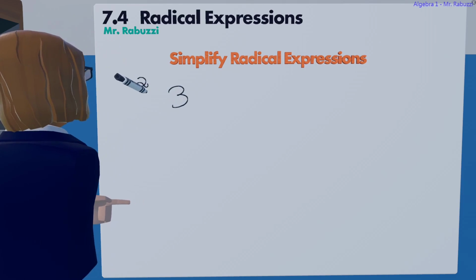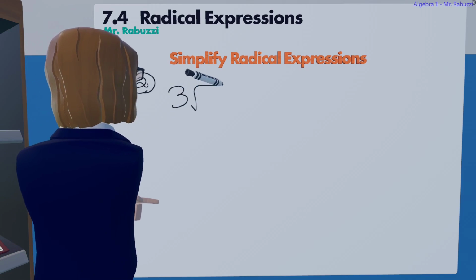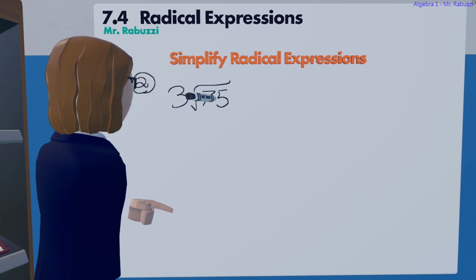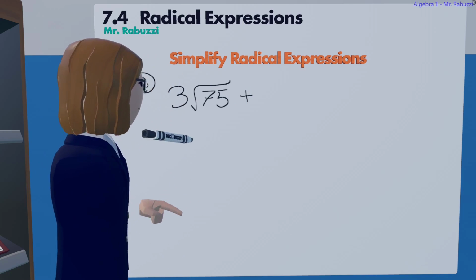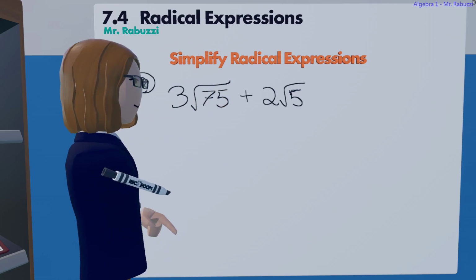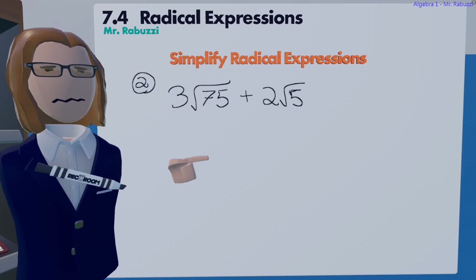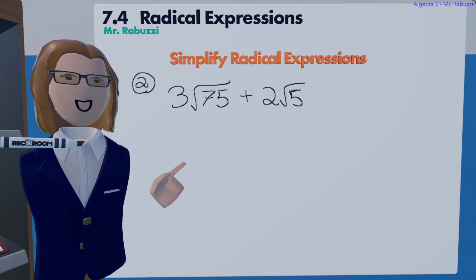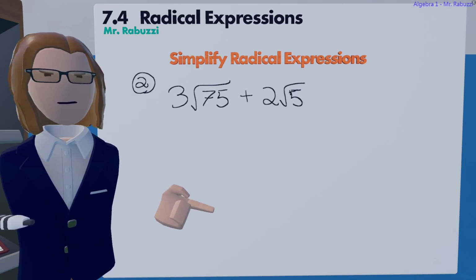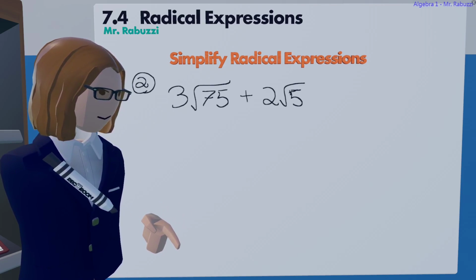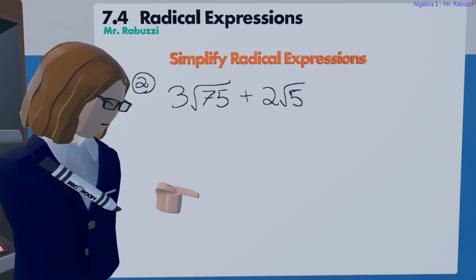So this is number 2. We have 3 root 75 plus 2 root 5. Okay. So we know right away that we can't just add them because they are not the same root. In the other problem, we could subtract them because they were both root 2 and root 2. This time, it's not the same. So we want to try to make them the same or get as close as we can.